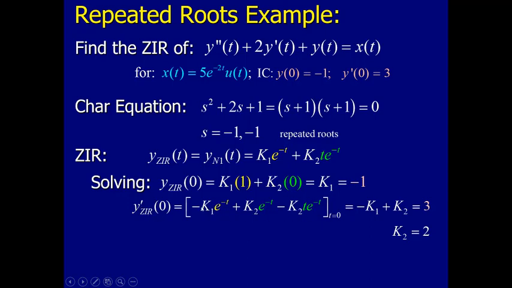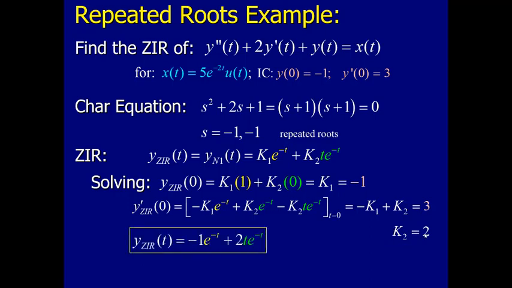So at t equals 0, this becomes minus k1 e to the 0, which is 1, plus k2. And again, the k2 t e to the minus t term, when we set t equal to 0, goes away. So I only have these two terms, minus k1 plus k2 equals 3. Since I know k1 is minus 1, we can determine k2 must be 2. And so the zero input response is minus 1 e to the minus t plus 2t e to the minus t for time t greater than 0.